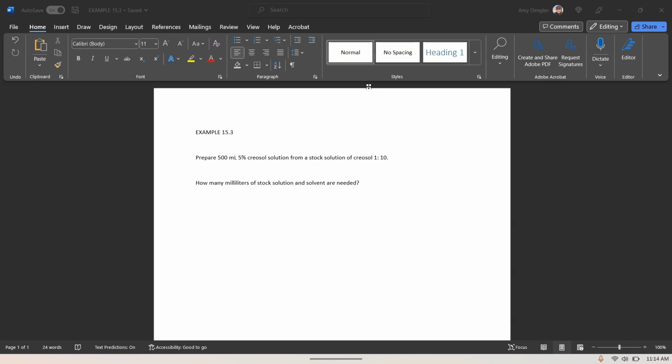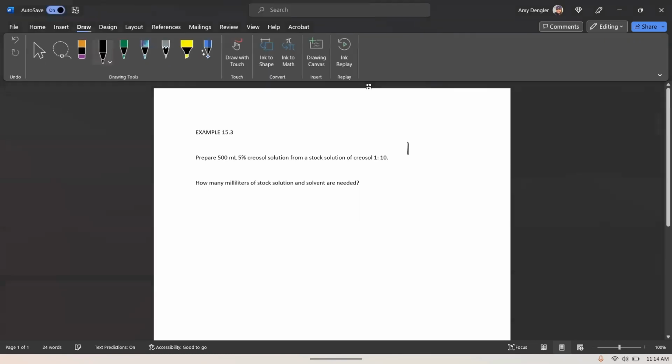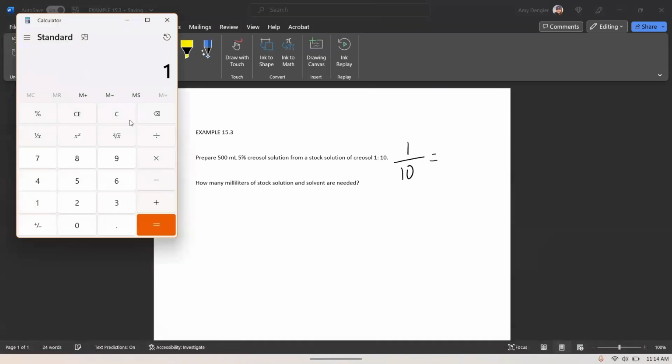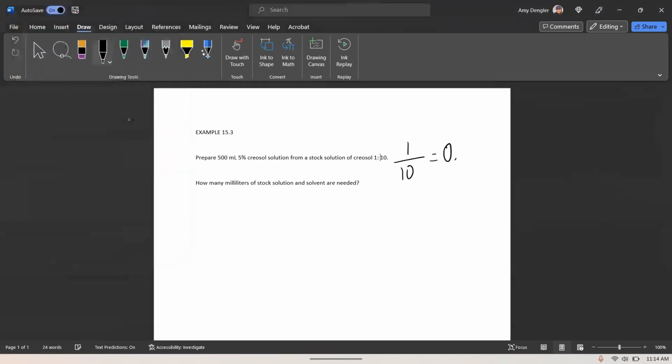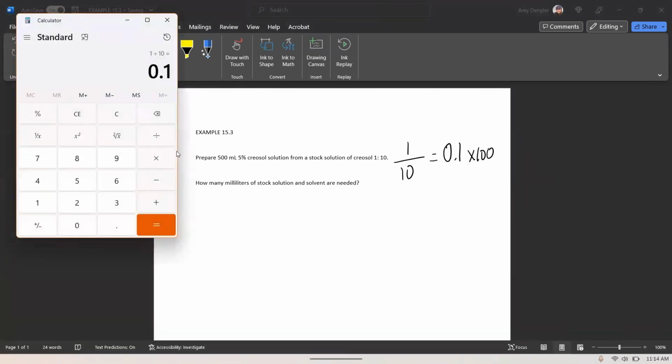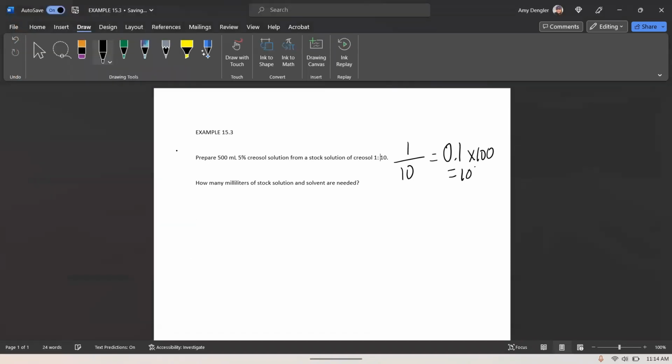All right, so this ratio 1 over 10 is really the fraction 1 over 10. So I'm going to go 1 divided by 10, which is going to give me 0.1. And then I'm going to multiply that by 100. Because a percent is always out of 100. And if this is confusing, check out your basic math cheat sheet. So that gives me 10%.